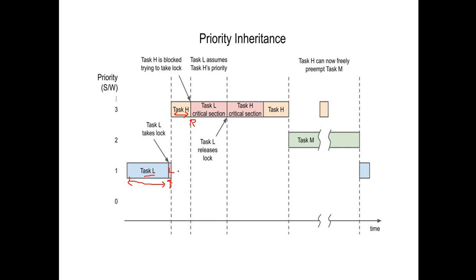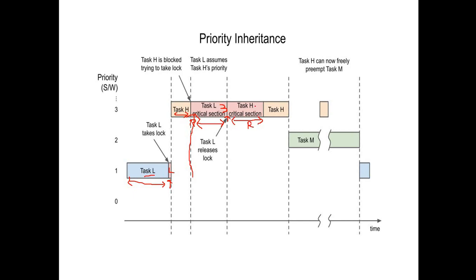So then what happens? Task L will be permitted to continue its execution in the critical section, but the priority of L will be boosted from 1 to that of the priority of H. That means now the priority of L is equivalent to the priority of H. So task L will be executing with high priority, that is 3 instead of 1. Then once task L completes its execution, it releases the lock on R. Then task H will continue its execution in the critical section by acquiring the lock on the resource R.